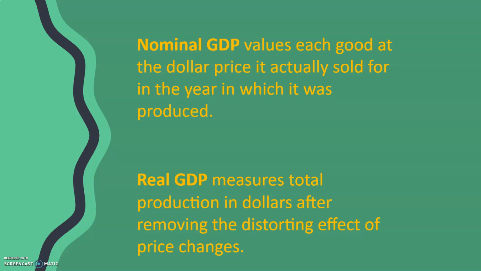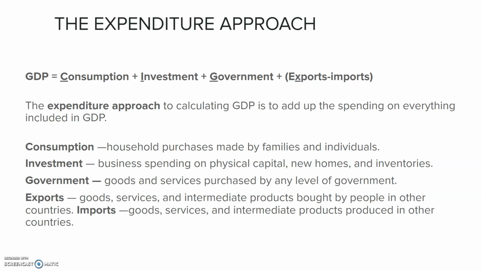Now, GDP can be measured in a couple different ways: nominal GDP and real GDP. For right now, you really don't need to know the difference. We're going to relate more to real GDP, so that's the measure of total production in dollars after removing the distorting effects of price changes. Price changes can overall impact GDP, but again, right now, you just need to know the basic concept of GDP. Like I said earlier, GDP can use 2 approaches. The expenditure approach is the one that we're going to focus on, and you don't have to know how to calculate it.